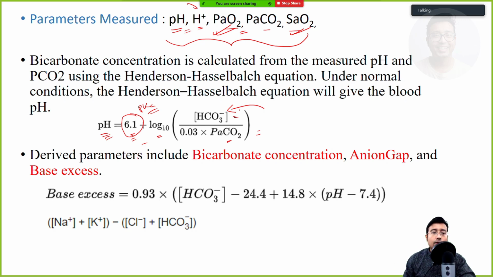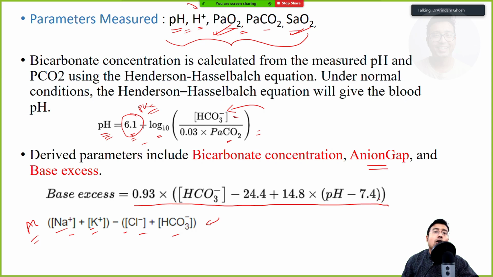Next, other parameters, for example anion gap and base excess. We'll be discussing anion gap in much more detail in the next class. These can also be measured. This is the formula of anion gap: sodium plus potassium minus chloride and bicarbonate. To measure anion gap we need to measure sodium, potassium and chloride as well, and these can be measured using ABG with separate electrodes. This is the formula of base excess. These are nice-to-know areas. If you cannot say what base excess is or how it is measured, the examiner will not penalize you, never.